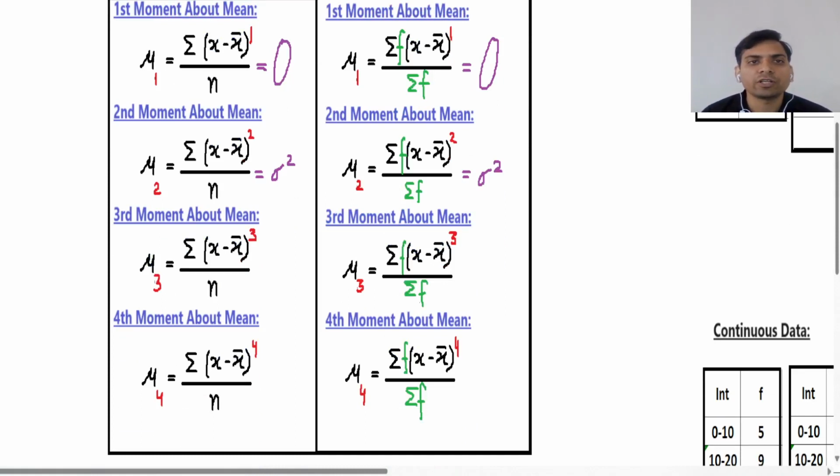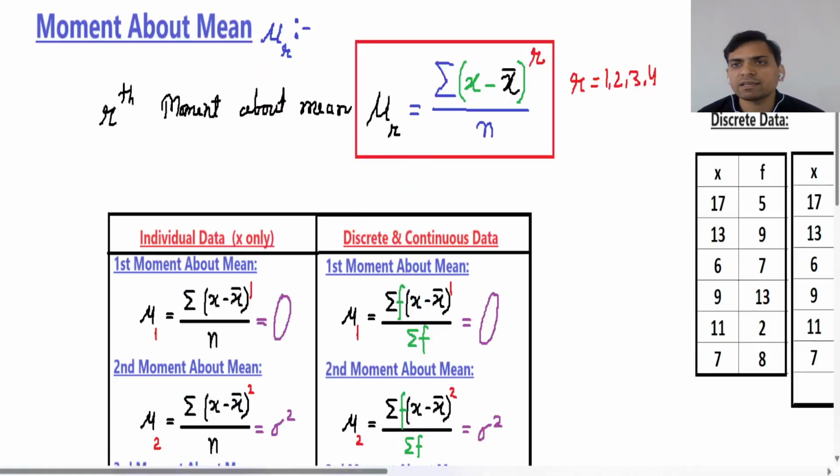Now for discrete and continuous data, you will replace this n by summation f, because continuous data can be converted into discrete data, and this x by f into x. So in all the formulae we will replace this n by summation f and bracket of x with f into bracket of x. And one more important thing, this first moment about mean is always 0 in both the cases, and the second moment is equal to variance, because this is the formula of variance. So this second moment is variance, and you need to find mainly third and fourth moment if you have variance.